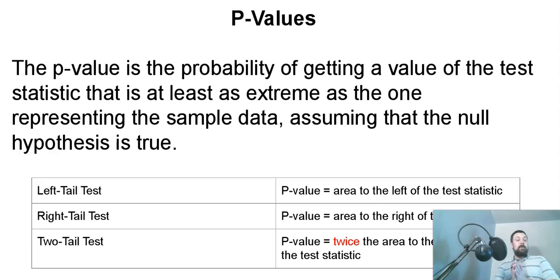So if it's a left tail test, you want to find the area to the left of the test statistic. And I'm sorry, on the recording, this is my left, but it might look like I'm going to the right on the recording, so I'm sorry about that.